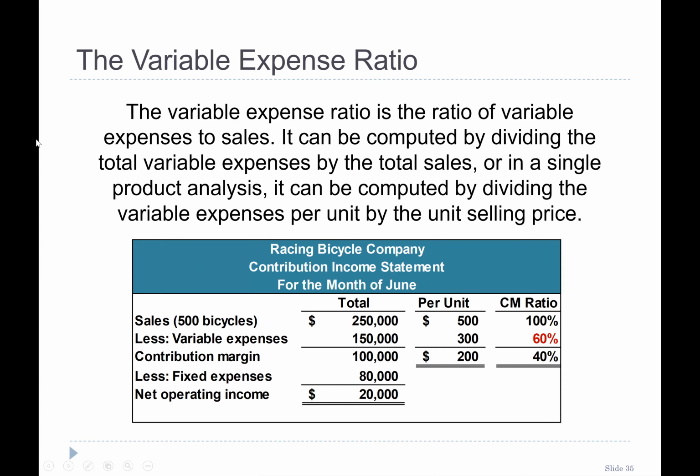So the variable expense ratio is a ratio of variable expense to sales. How we calculated this 60%, simple: variable cost divided by sales. So it can be calculated on a unit basis as well, can be calculated on a total basis as well, right? So let's just see that.